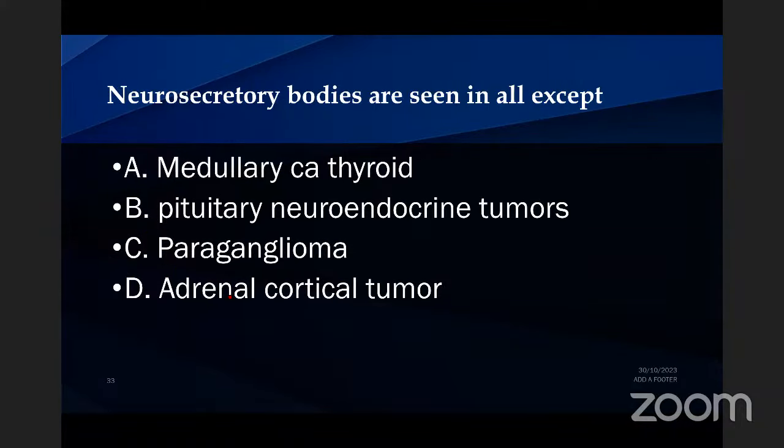So neurosecretory bodies are seen in all except. Let me see how many of you can answer this question quickly. Perfect, guys. So neurosecretory bodies are seen in the neuroendocrine tumors, and all the neuroendocrine tumors show you neurosecretory bodies. So adrenal cortical tumor is not a neuroendocrine tumor, so it will not show you neurosecretory bodies. Very good, GK and Shiva.